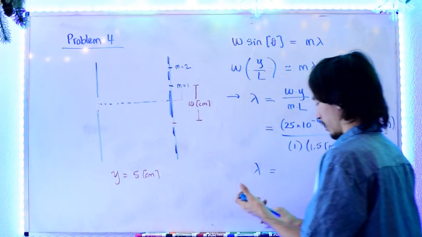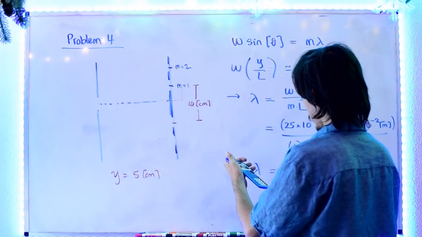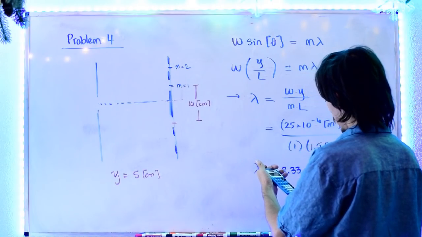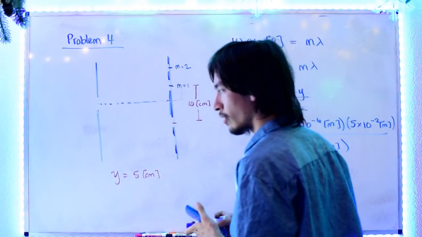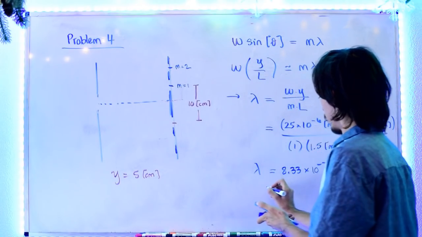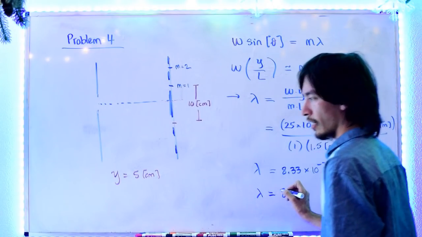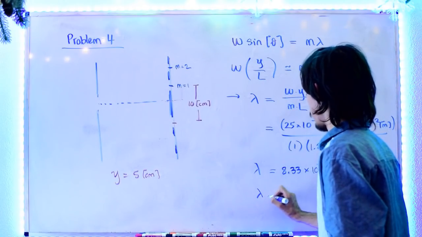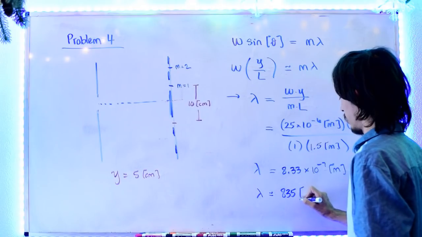So we get, I think in this one, 8.33 times 10 to the minus 7th meters? I think that is. So in other words, the wavelength equals 800, and it's closest to 835 actually. So it's approximately 835 nanometers.